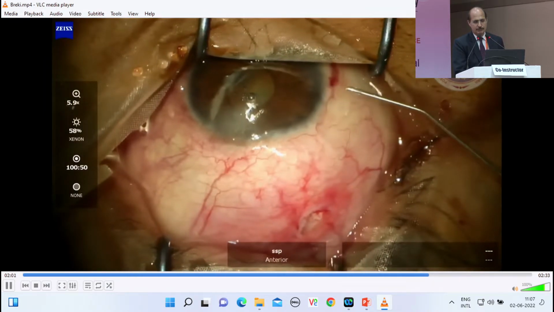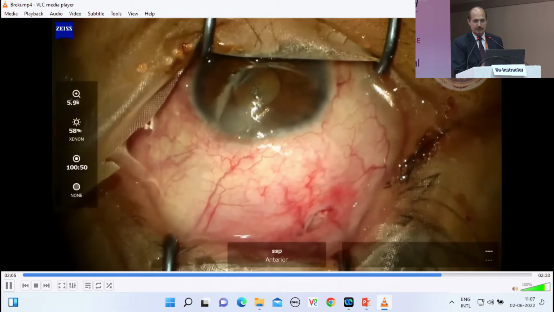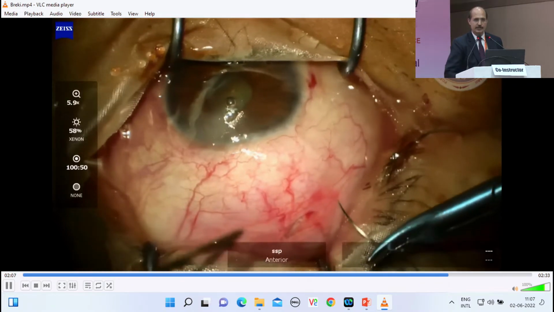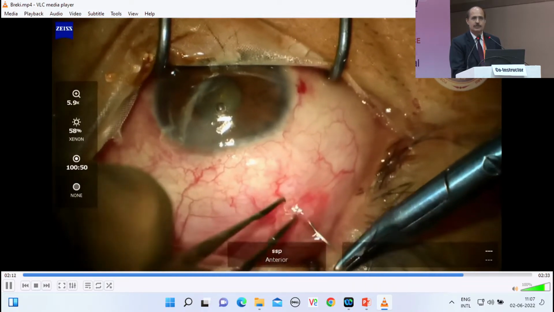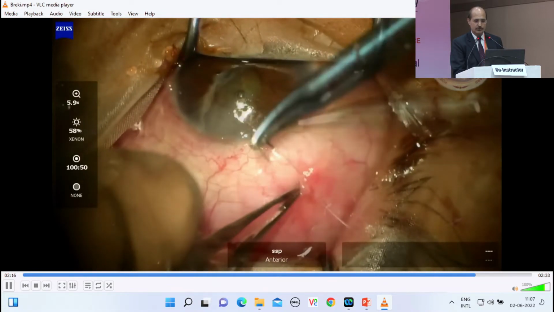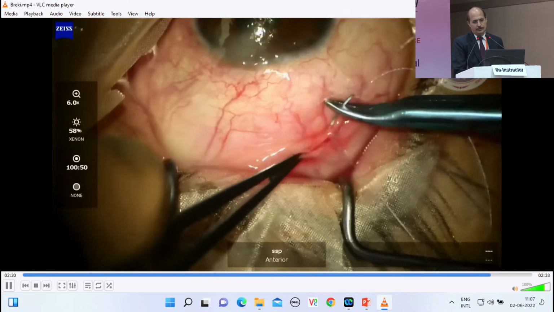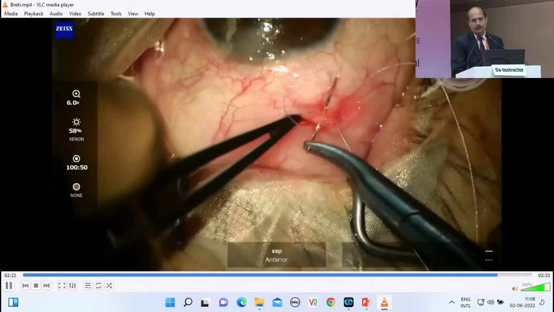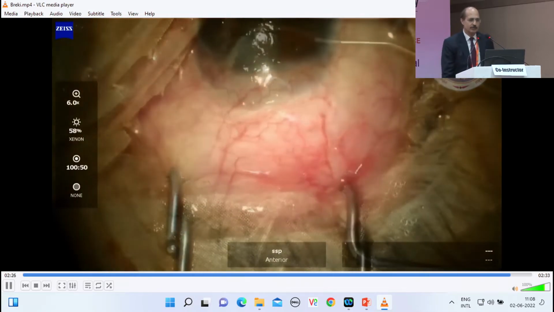Now you can see the fluid is coming out, and you can check it by injecting fluid in the AC. When you inject fluid in the AC, it comes out, and that is actually the end of the surgery. So now you just close this wound with whatever suture you use for closing the conjunctiva. I am using 8-0 Vicryl here. Just put a few, because it's just a 3 millimeter, 4 millimeter incision, so it closes very quickly.